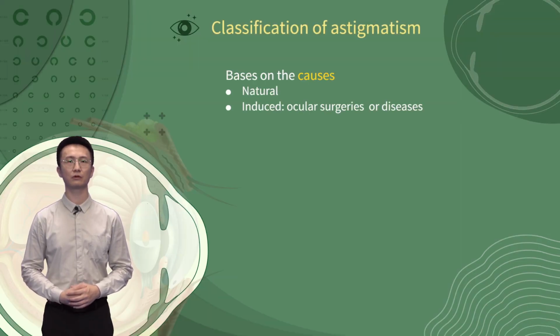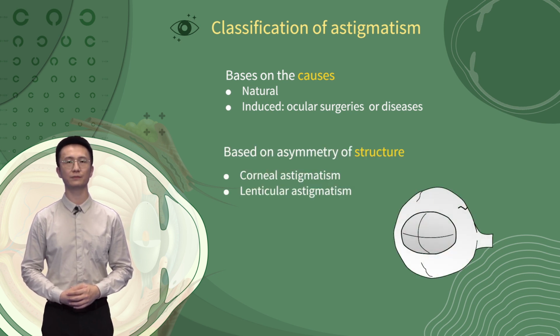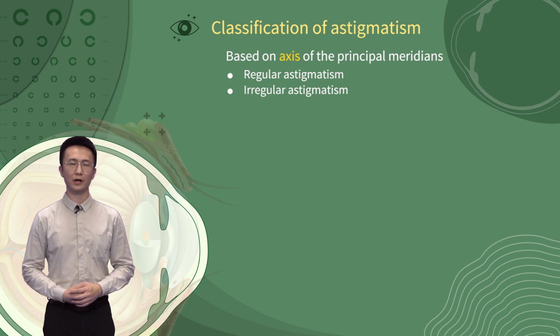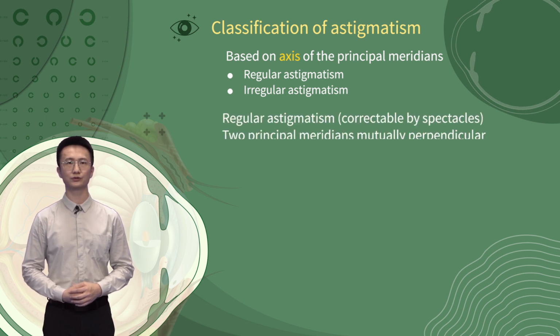Astigmatism can be natural or induced by ocular surgeries or disease. It can be the result of asymmetry of the cornea or lens. Classification of astigmatism is commonly determined according to the axis of the principal meridians. Regular astigmatism refers to the situation in which the two principal meridians are mutually perpendicular, which can be corrected by eyeglasses.